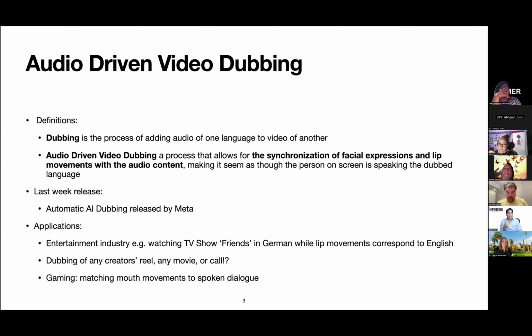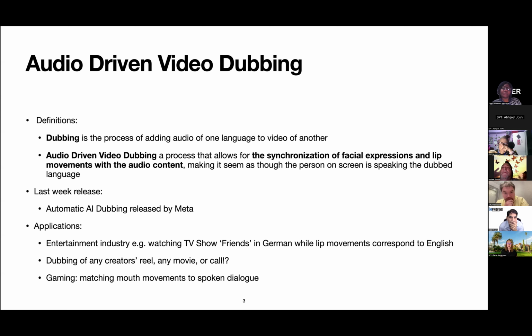So first, let's start with definitions. So what are important terms one should know when thinking about audio-driven video dubbing? So first, what is dubbing? Does anyone know what dubbing is? Translation? Yeah, as it says, dubbing is the process of adding audio of one language to video of another.